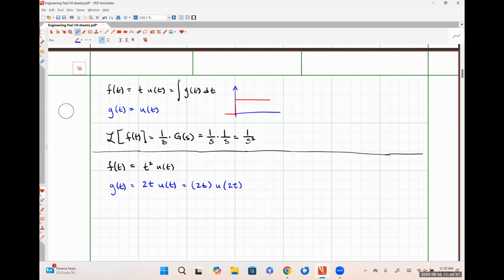So this is nothing more than effectively just some function g whose variable is 2t, which means my original function is the integral of g of 2t with respect to time.